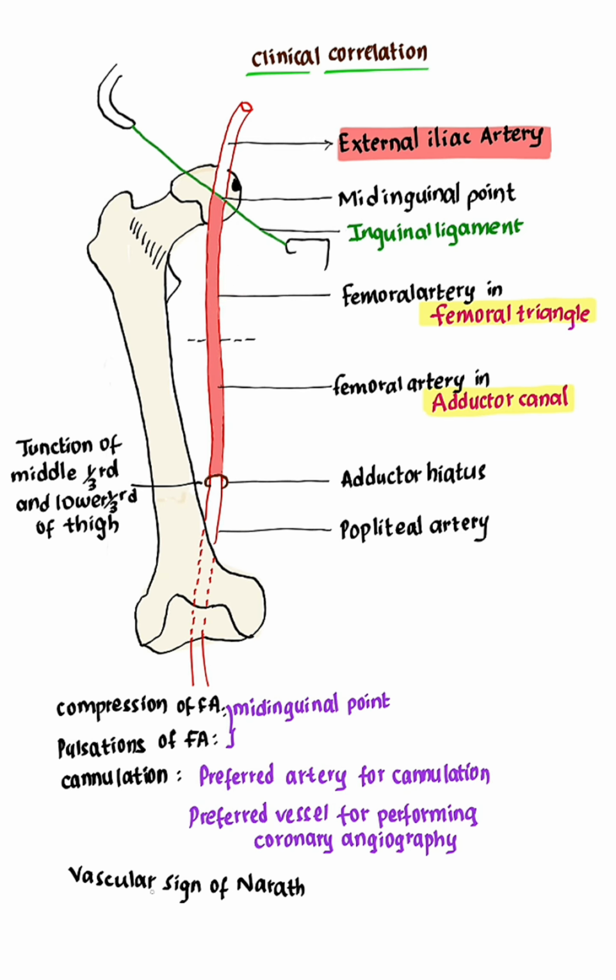Vascular sign of Narath. In case of posterior dislocation of hip, the head of the femur is displaced, hence the femoral artery cannot be palpated against head of the femur. This is known as positive vascular sign of Narath.